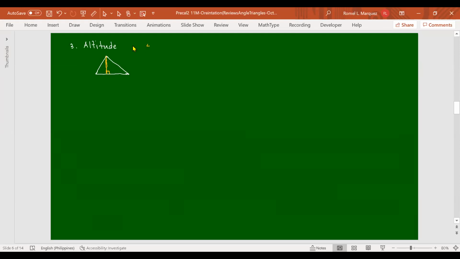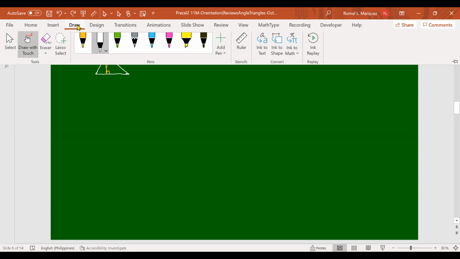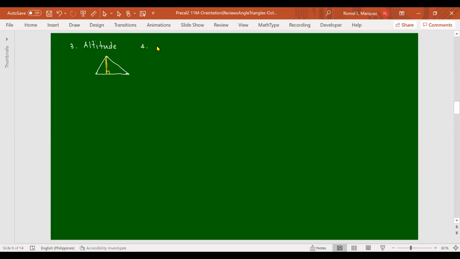Number 4, we have, Mark, what's number 4? You answer number 4, Mark. Perpendicular bisector po. So what is a perpendicular bisector? It is a line po where the points are equidistant or equal distance from the endpoints po ng isang side.